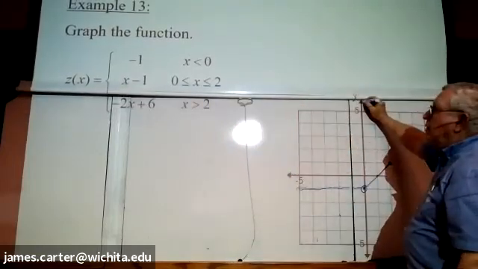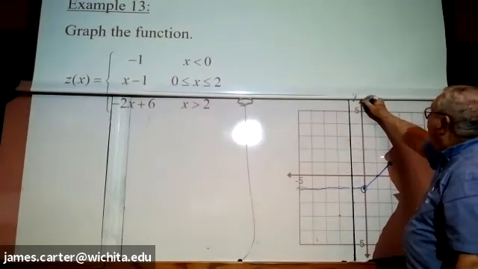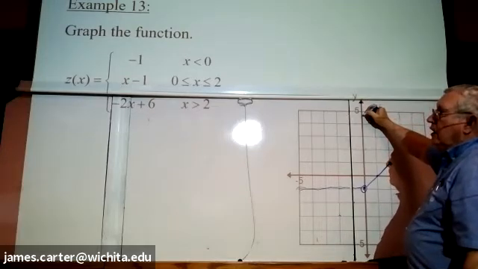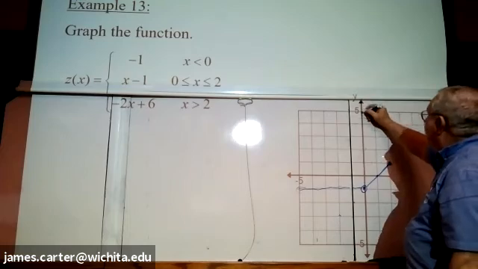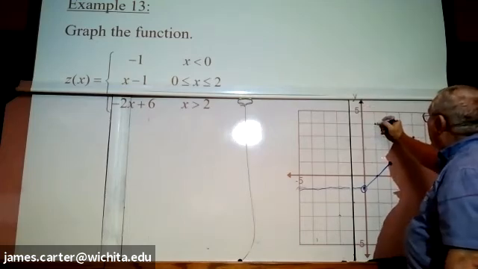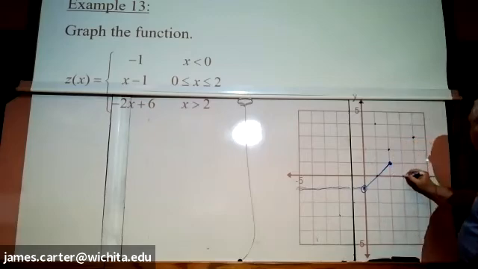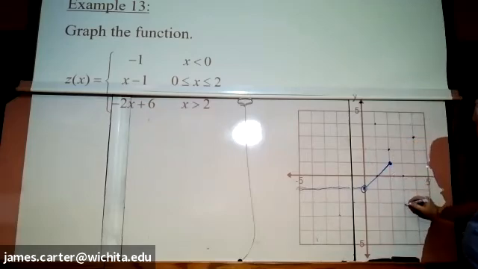Okay, 6 would be about here. And then down to right 1. 1, 2, 1. 1, 2, 1.